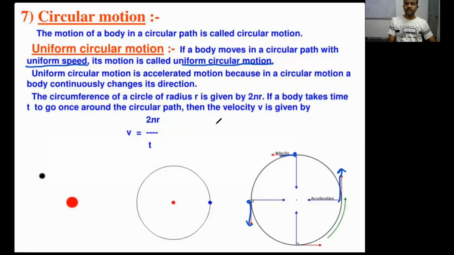Thus how will you get this velocity? The velocity equals total path covered, right? Total distance covered by the object. In a circular path, if you move like this, then the total distance covered is equal to the circumference of the circle, which we can replace with 2 pi r. So within time t we covered this circumference, meaning 2 pi r by time. 2 pi r by t will give you the velocity in circular motion. Then the velocity v is given by 2 pi r by t. Is it clear, children? So your lesson is completed.